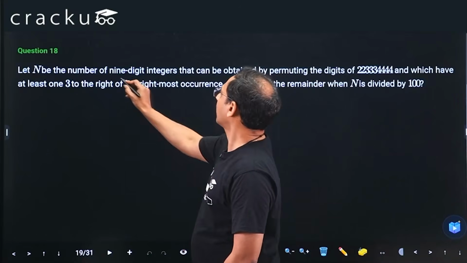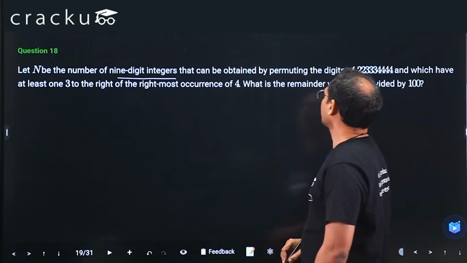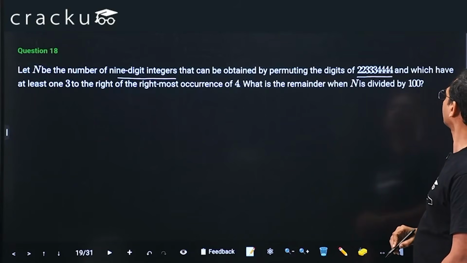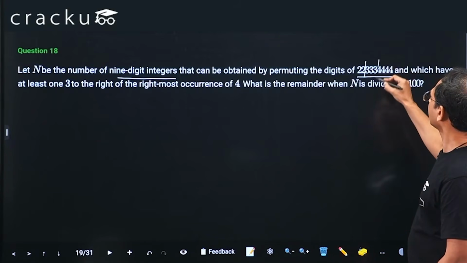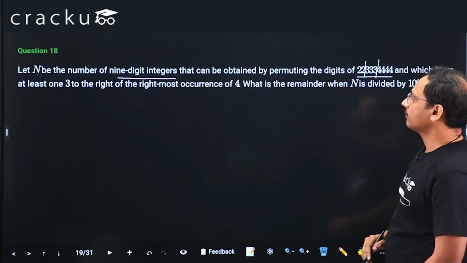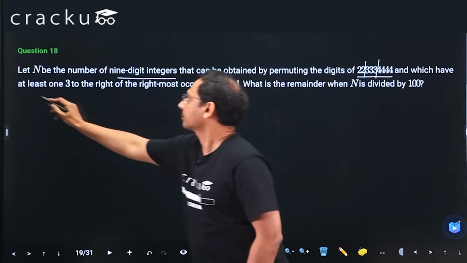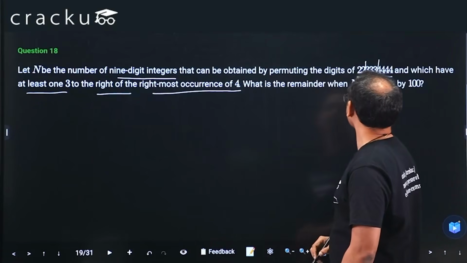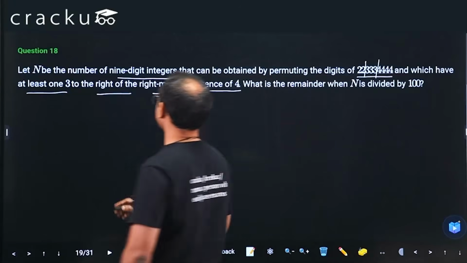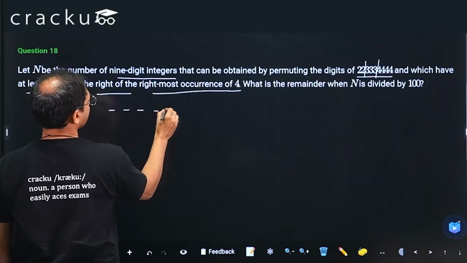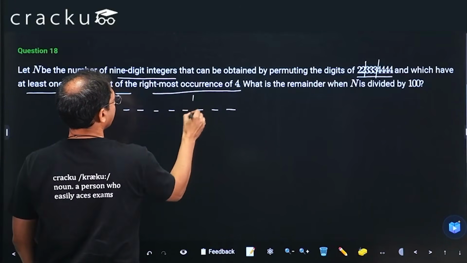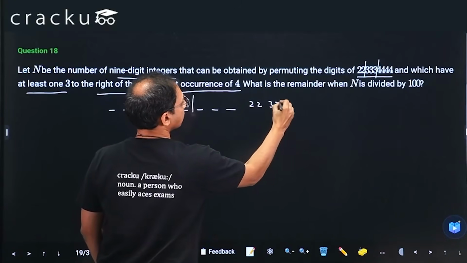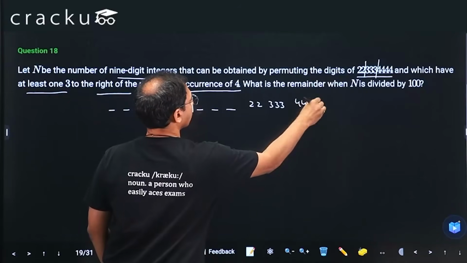Let n be the number of 9-digit numbers that can be obtained by permuting the digits 2, 2, 3, 3, 3, 4, 4, 4, 4. We have 2 2s, 3 3s and 4 4s, and which have at least 1 3 to the right of the rightmost occurrence of 4. So let us see. We have 9 places, 2 2s, 3 3s, 4 4s.